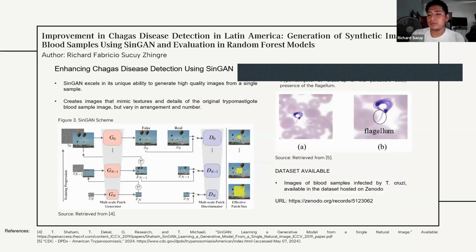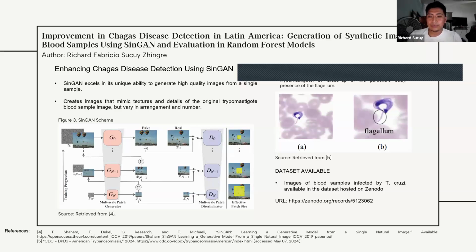Enhancing Chagas disease detection using SinGAN. In addressing the limitations of current diagnostic practices, our project employs single image generative adversarial networks, or SinGAN, to generate high quality synthetic images of blood samples infected with Trypanosoma cruzi. SinGAN is remarkable in its ability to produce diverse images from a single base image, capturing essential details like textures and structures specific to Trypanosoma cruzi.